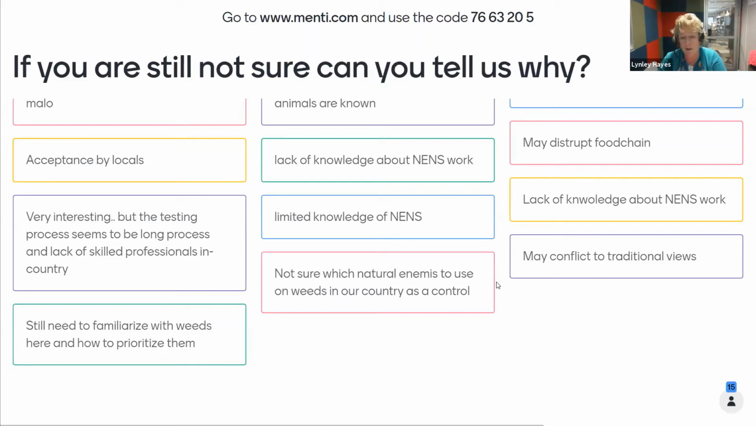Michael's developing some very good information resources around what's known to be present in the Pacific and in which countries, and what the opportunities are. And we need to familiarise ourselves with weeds here and how to prioritise them. It's quite a skill to be able to identify plants, and that's maybe something we need to think a bit more about: how we can provide support to train people how to identify plants and other natural enemies. And we're going to talk about prioritization in session 5.